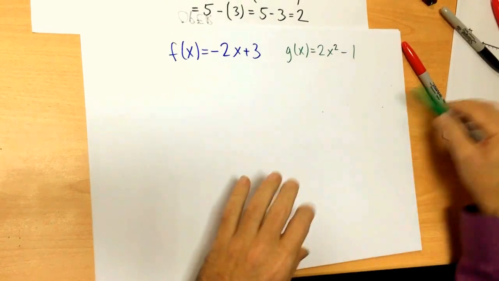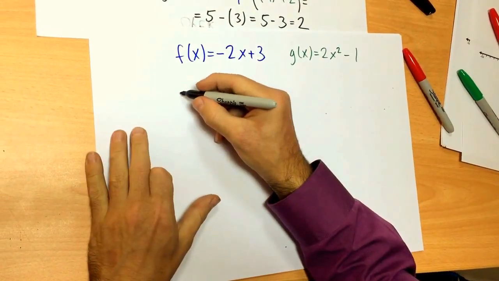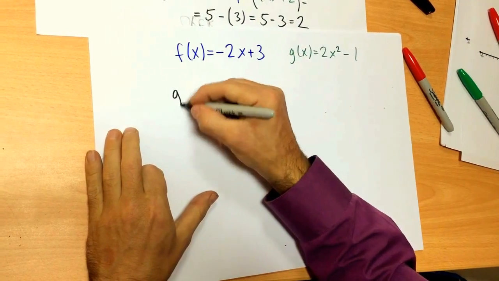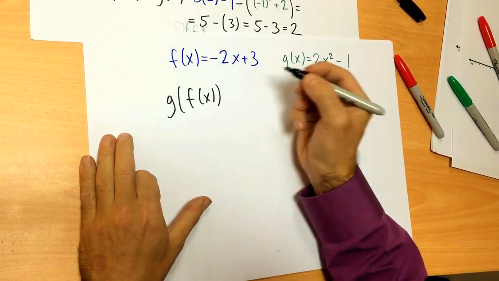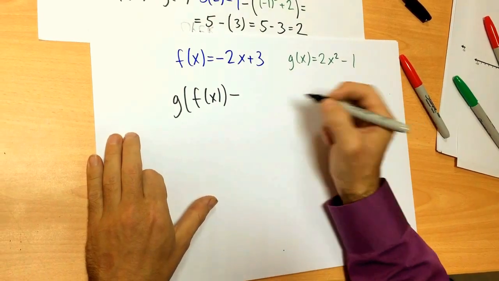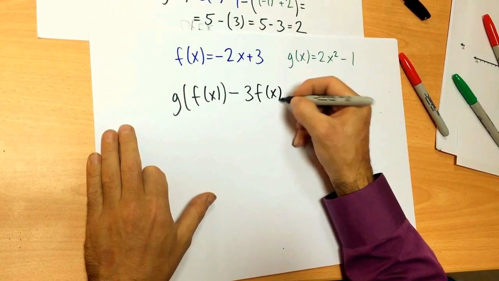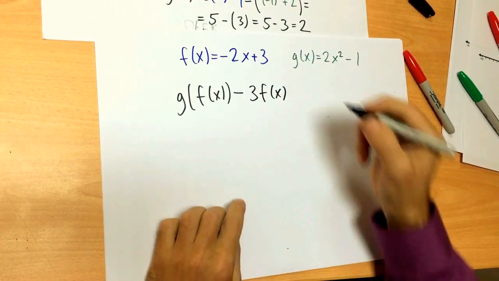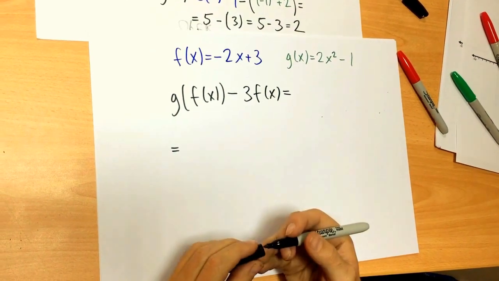Okay. And the teacher is asking you to evaluate g of f of x minus 3 times f of x, like this. Okay, what in the world can this be equal to?